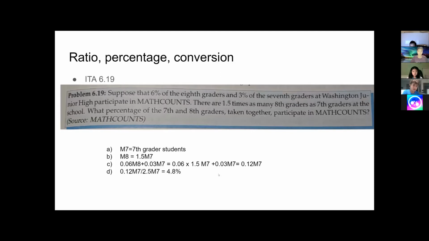And again, assign a number, make it easy to calculate, and you figure that the number actually doesn't matter in this case. It's just a ratio that matters. Okay, so really good. Thanks, Yoshi.